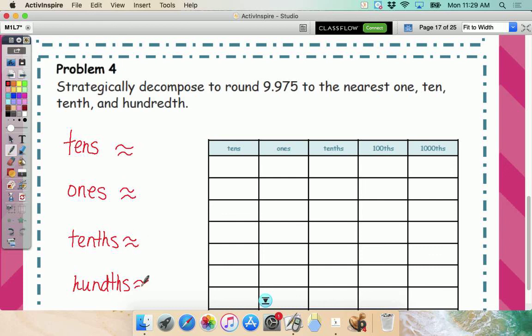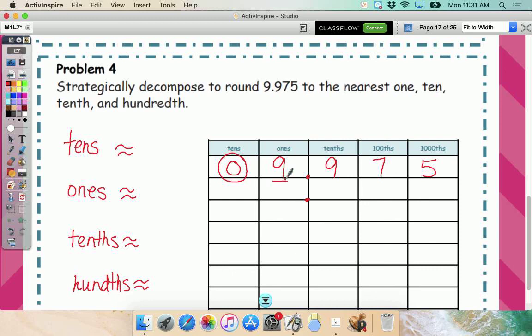This is probably the last one we're going to have time for, and that's okay. So let's start with 9.975. Go ahead and get that on your place value chart. This is similar to the one we just did. I'm going to start with the tens place. What digit is in the tens place? 0. So find the place value and circle that digit. Move to the right and underline.